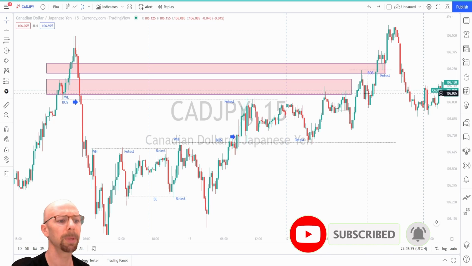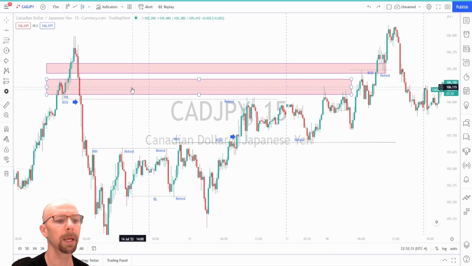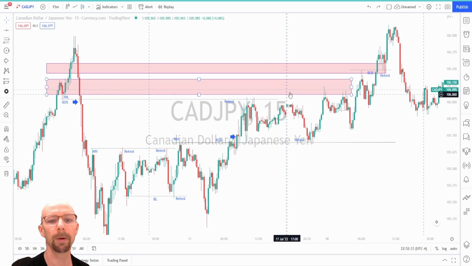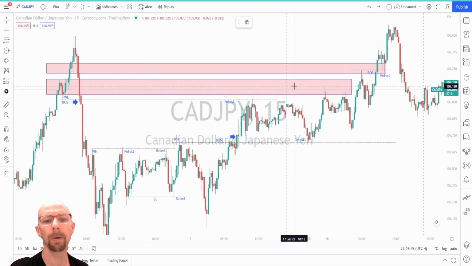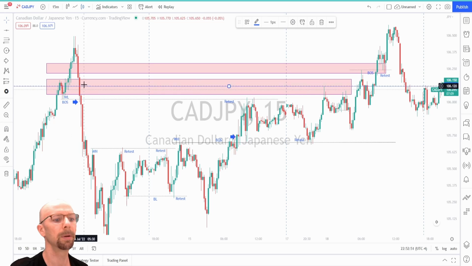Now, there's something I want to mention as well. When you're looking at these voids here, when you're seeing price come up, now you could see that it didn't really explain why it's come up to this area. So if we take a horizontal line, we run it across, we could see that it came up about 50% of the way.